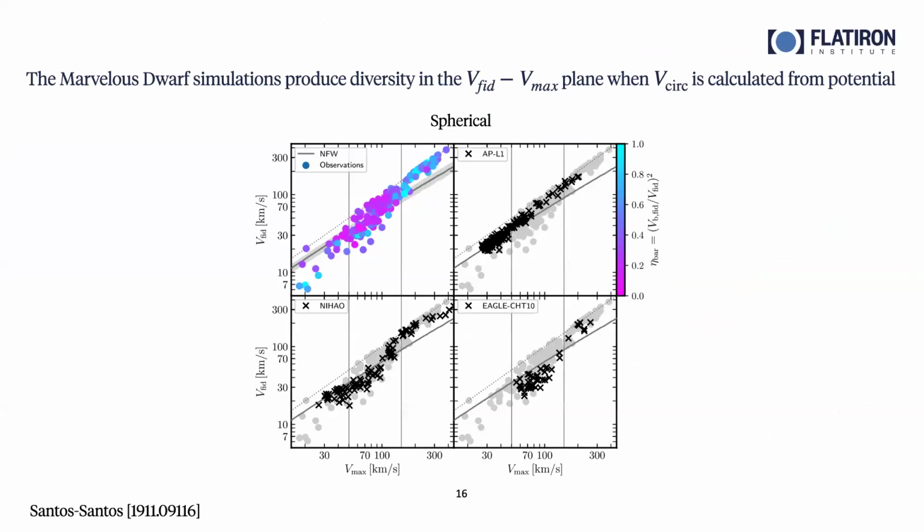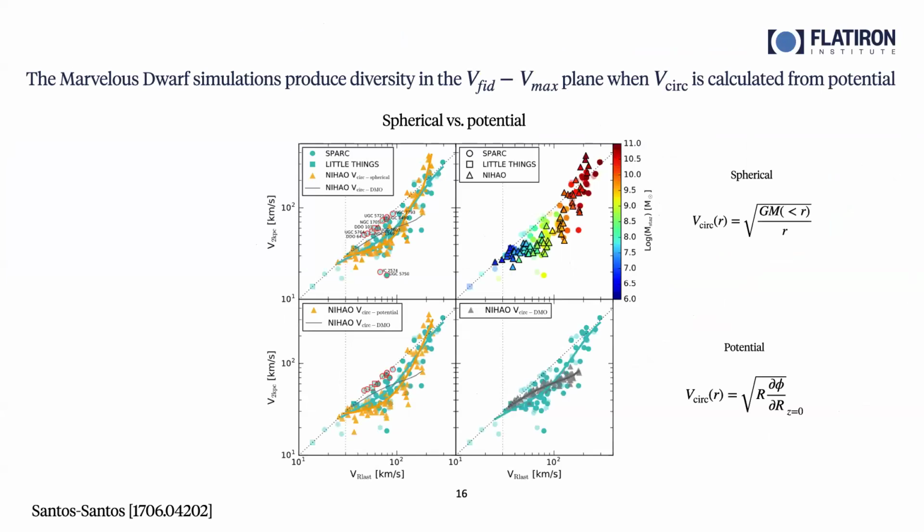Okay, so I showed you this before, what other simulations are doing. This is assuming spherical symmetry, so you're just assuming the mass enclosed. In this paper by Isabel Santos, what she does instead is look at what happens if I forego the spherical assumption.